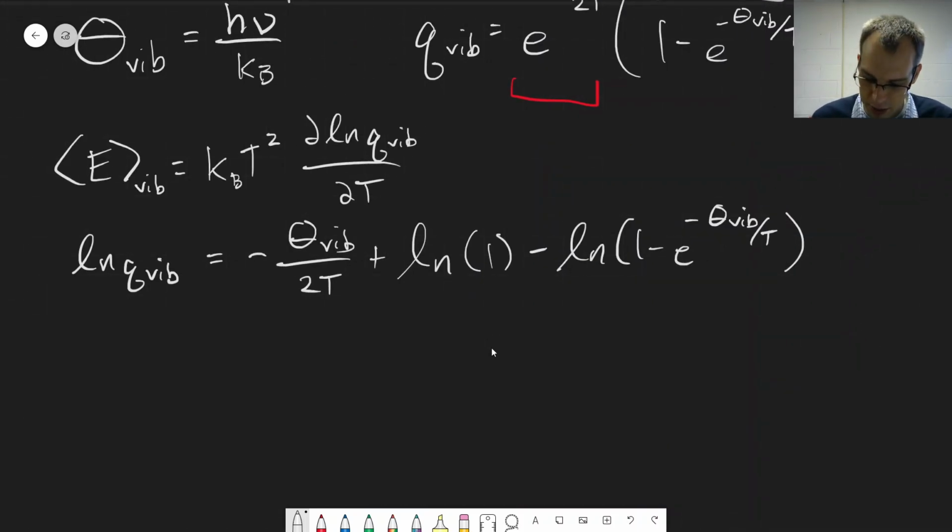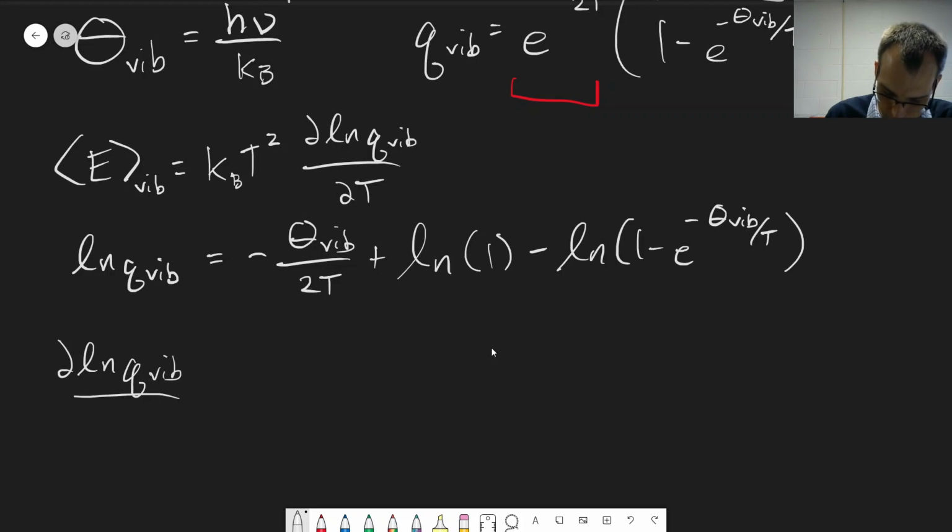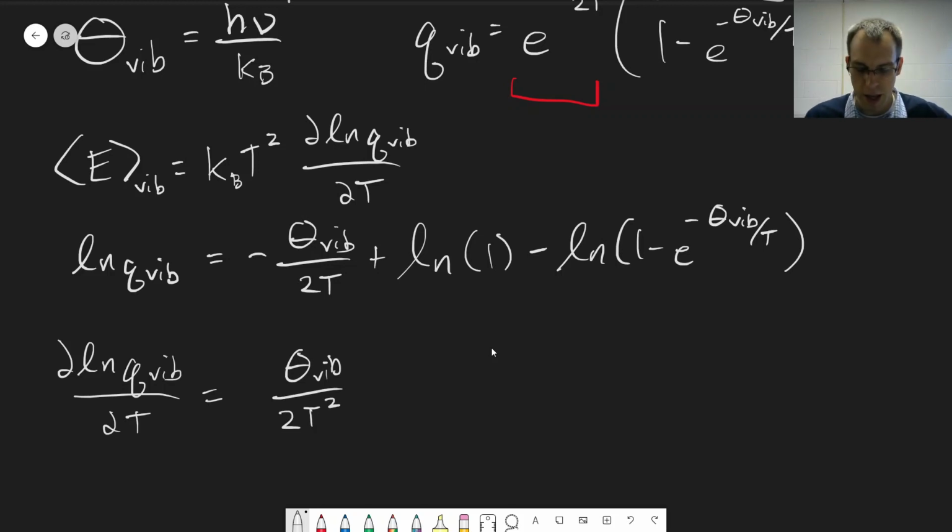So one thing to notice here is that we have a term that doesn't have a T in it. When we take the derivative of the natural log with respect to T, the first term is pretty straightforward. We're going to get positive theta vib over 2T squared, because this is the same as T to the minus 1, so we're just taking the derivative there. The second term goes to 0 because there's no temperature term in there.